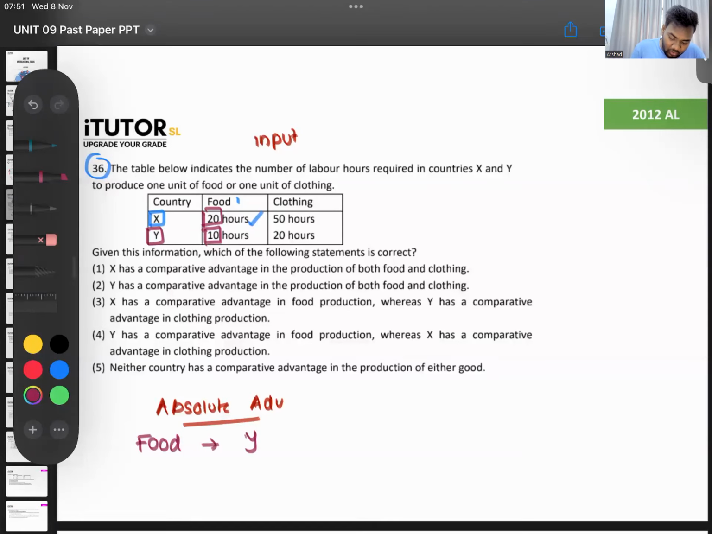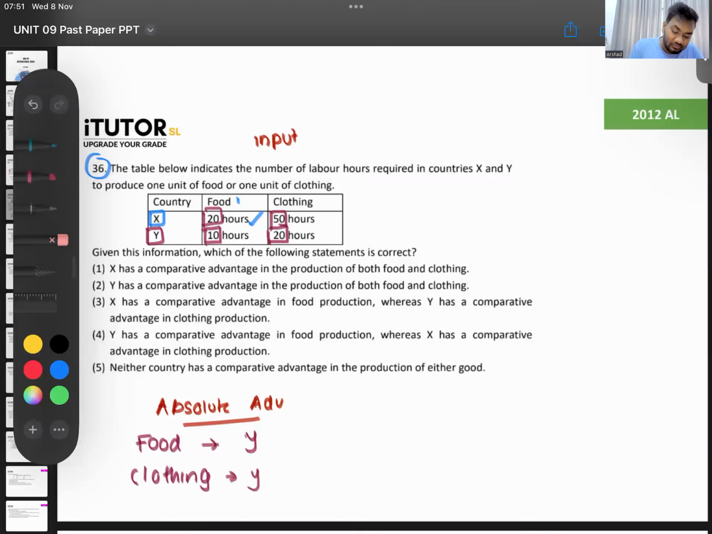Then tell me, for clothing. For clothing, country X is taking 50 hours. Y is taking 20 hours. Who has the absolute advantage for clothing? That is also Y. Remember, absolute advantage: one country can have the absolute advantage for both the goods. That is why it's like a flawed theory. Okay. So here also country Y.